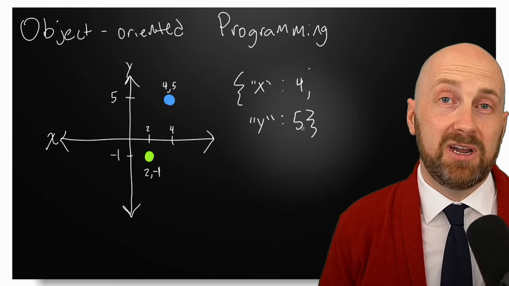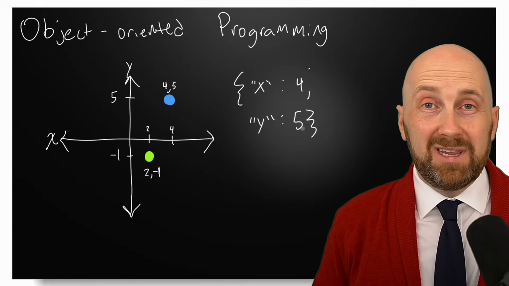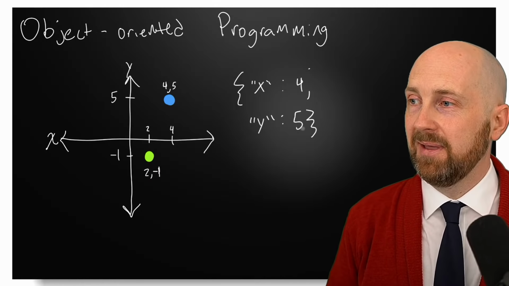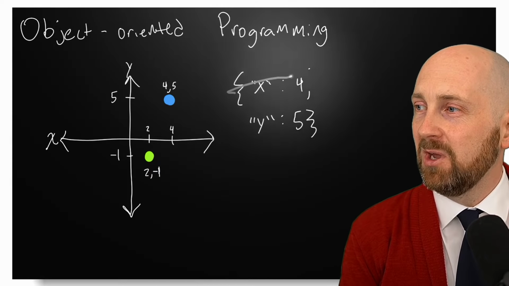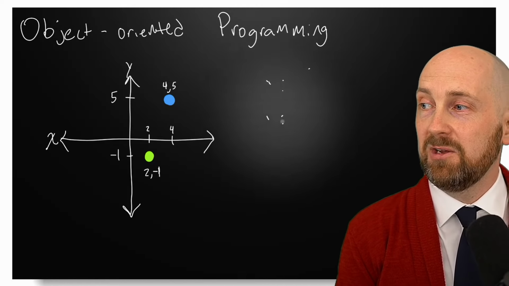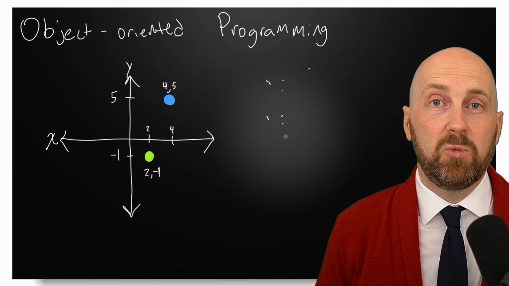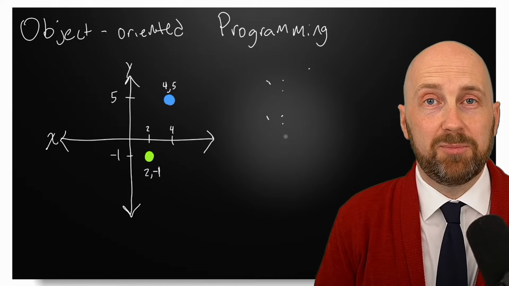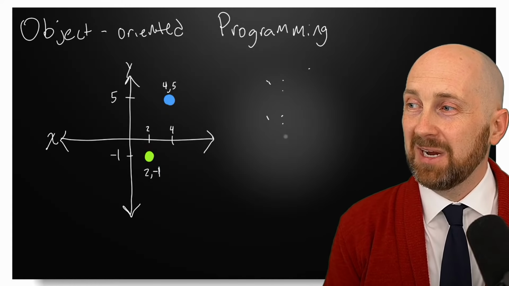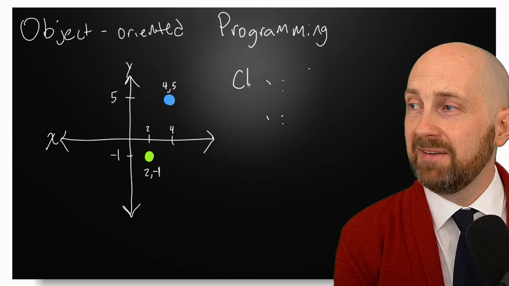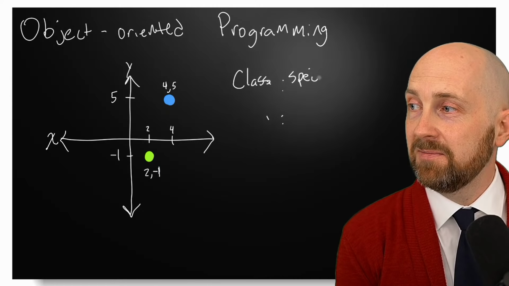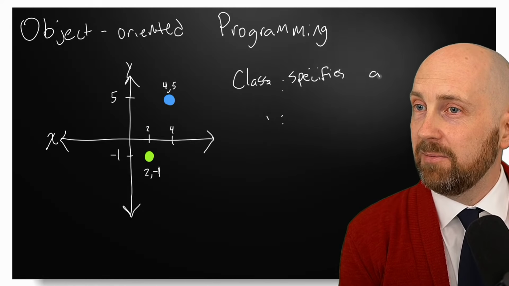But if we're really trying to model the idea of a point, we'd like to have something that is actually a point, and a point data type. And what would that point data type be made of? Well, that's what we're going to explore today, how we can model concepts using ideas that we come up with. With object-oriented programming, we're going to see that we can invent data types. A class is going to give us the ability to come up with our own data types. So a class specifies a new data type.